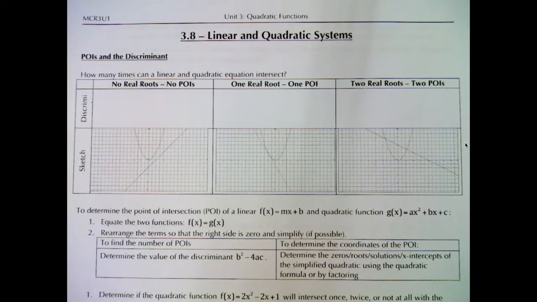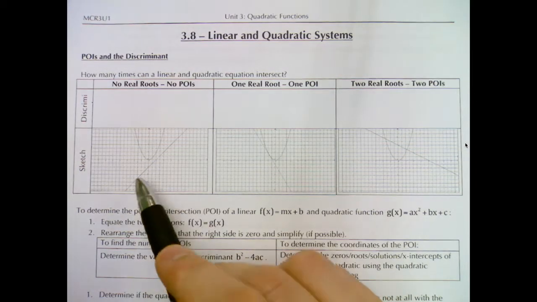Okay, this is lesson 3.8, linear and quadratic systems. The way we can look to see how lines and parabolas intersect is, well, we can graph the line and the parabola and look graphically to see where they cross. And if we were to do that, we could see that they could potentially line up in three different ways.